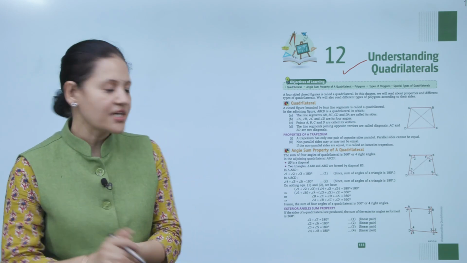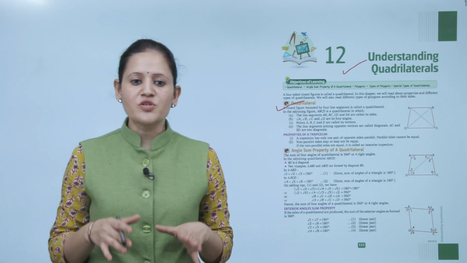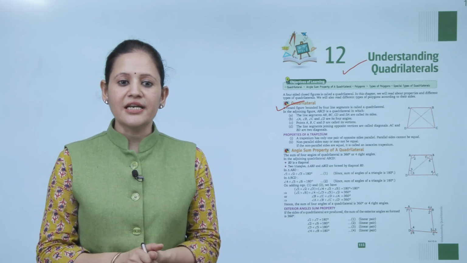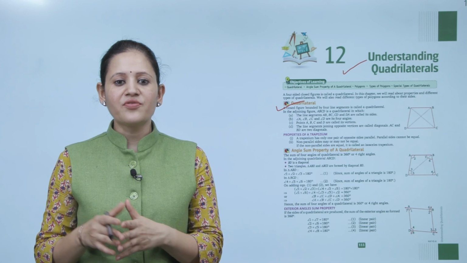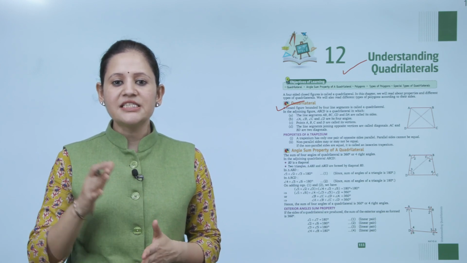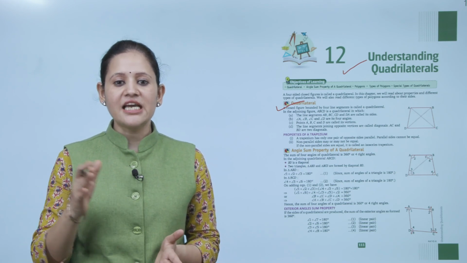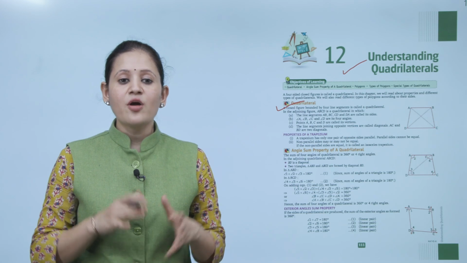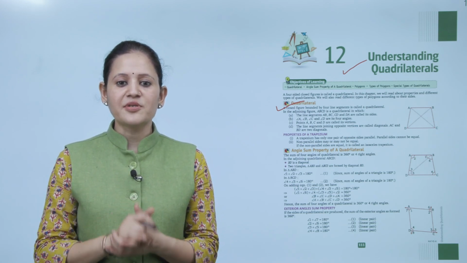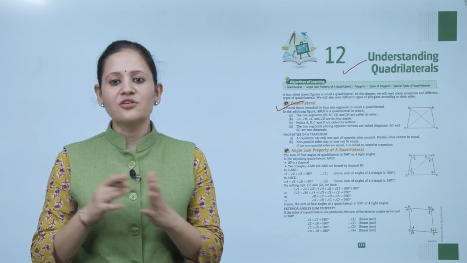So first is quadrilaterals. A quadrilateral is a closed figure bounded by four line segments. Quad means four. That is called a quadrilateral. In the adjoining figure, ABCD is a quadrilateral in which the line segments AB, BC, CD and DA are called the sides. Angles A, B, C and D are the four angles. Points A, B, C and D are its vertices, and the line segments joining the opposite vertices are called diagonals. So AC and BD are two diagonals.